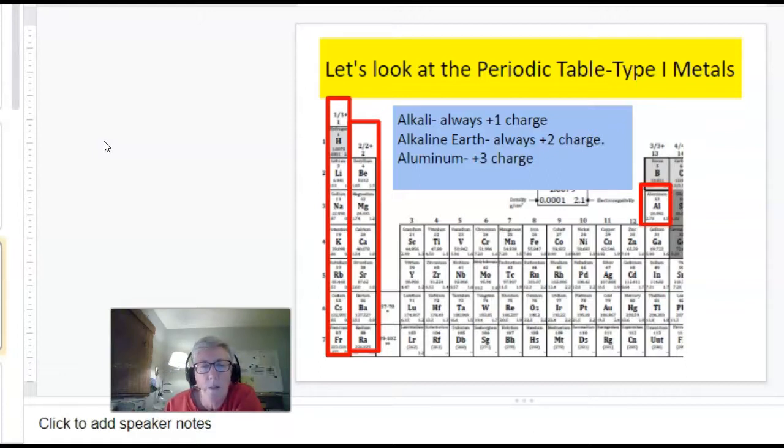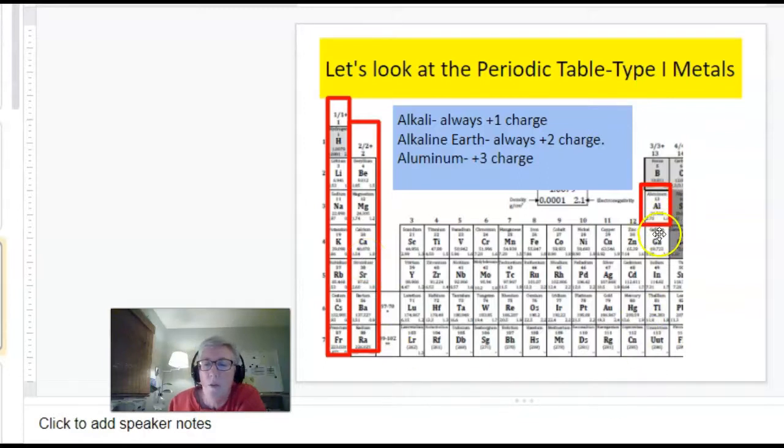So I have red boxes around different families. So the alkali metals, you know there's a +1 on the top of that column. So every single time one of the alkali metals becomes an ion, it will have a +1 charge. Okay, so that's why they're always +1. +2 charge is what the alkaline earth metals will have when they become ions. So for example, calcium will always have a +2 charge.